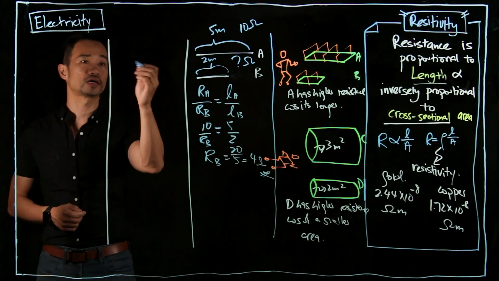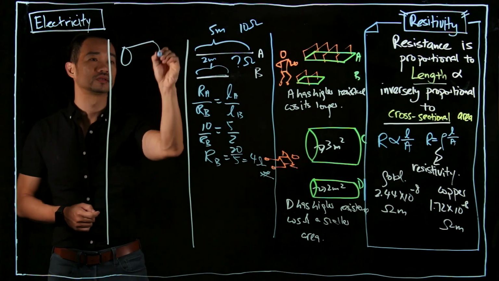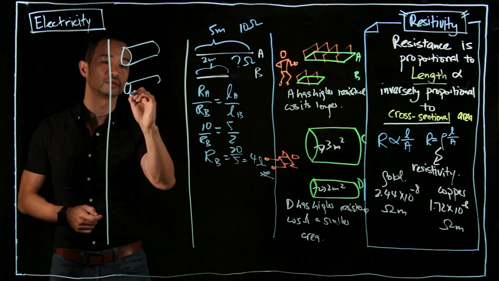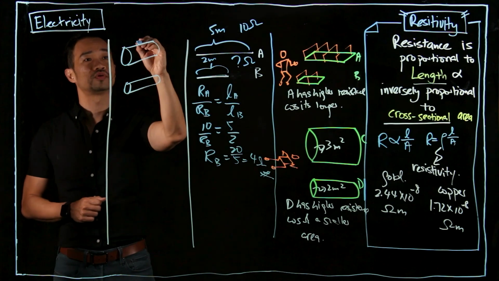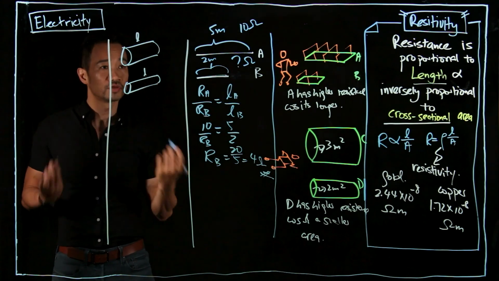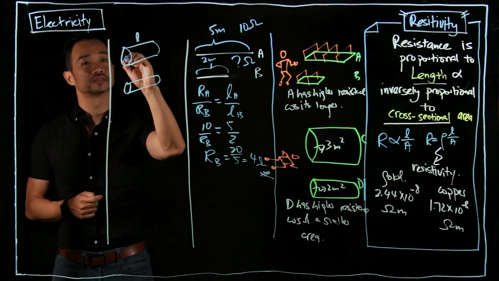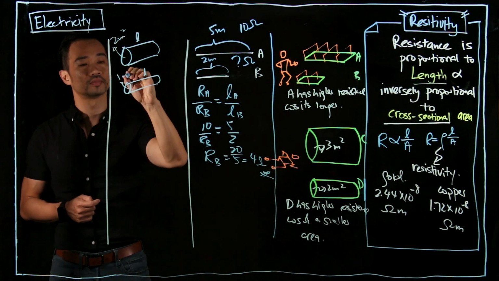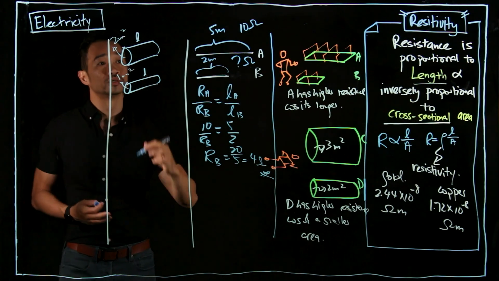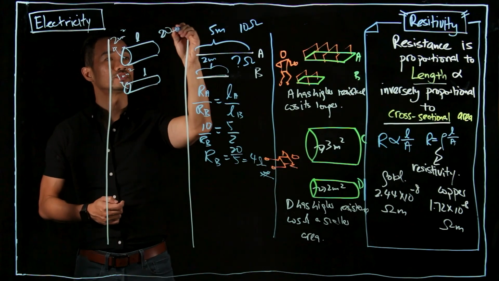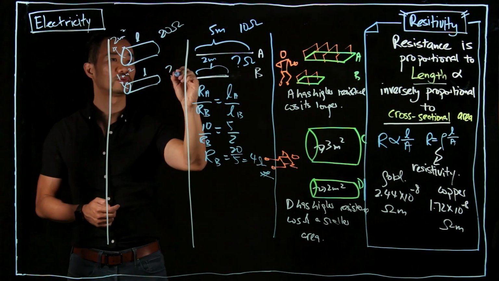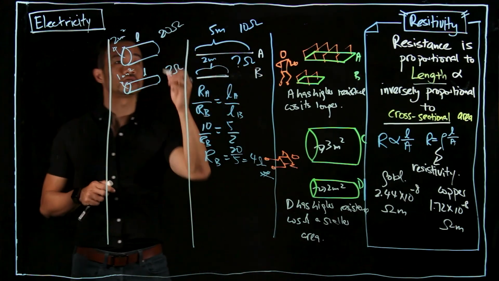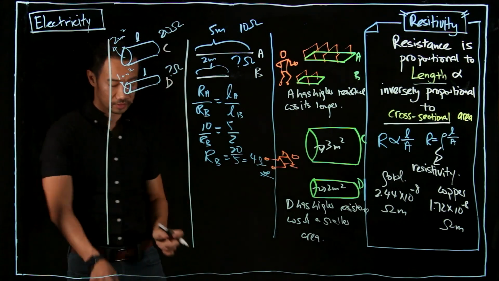So another simple example is now we play with the thickness. If we have the same type of wire, same length, both have a length of L, but different area. Maybe one is 2 mm square and the other one is 1 mm square. So this is 20 ohms and I want to find out what this is. It's always easier for us to just label it. So this is C and this is D.